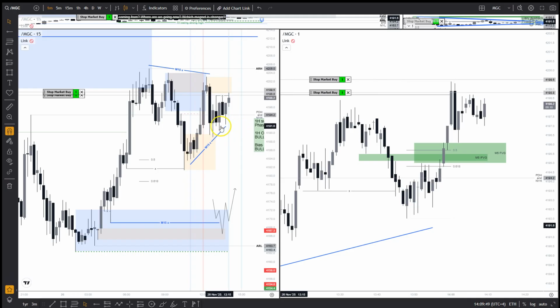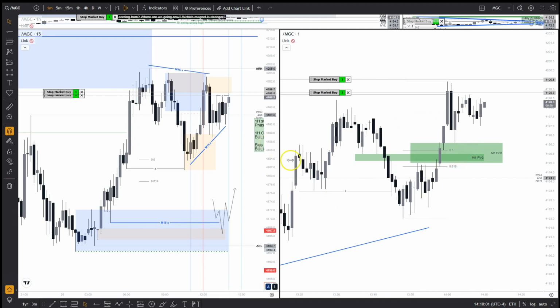Our stop loss will be somewhere here. There is buy side liquidity on M1. There is a sell side liquidity on M1. Anything can happen. I don't need to know what is going to happen to make money.